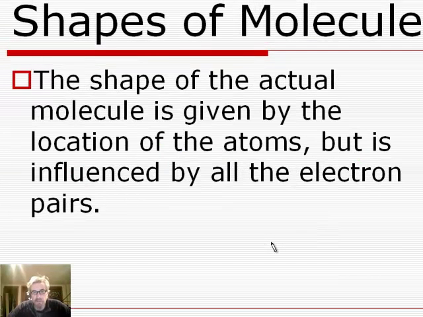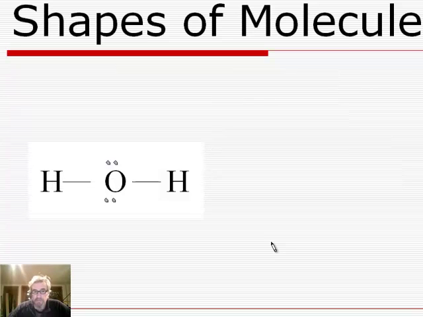The shape of the actual molecule is given by the locations of where the actual atoms are. But even in places where there aren't atoms, there are lone pairs sometimes, and that influences the shape of the structure. Here's an example. Water. If you look at water's Lewis structure, it looks like this. You might think, oh, straight line, H to O to H, be a linear molecule. But in fact, it isn't.